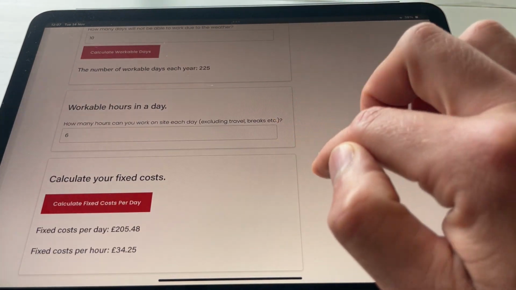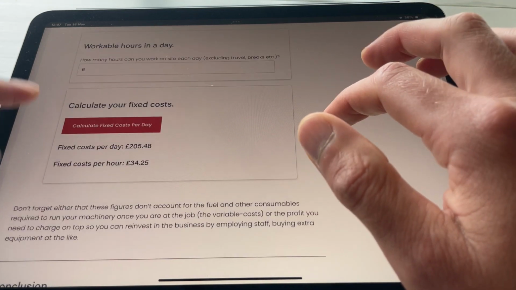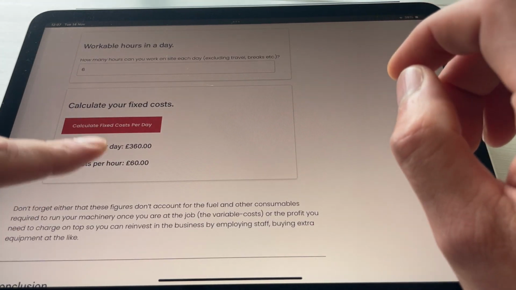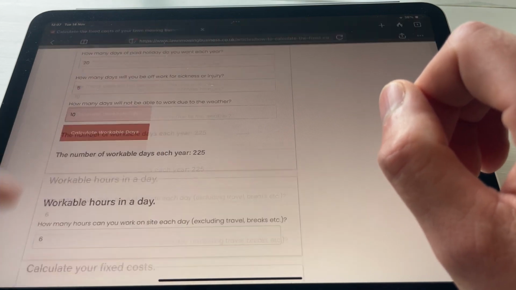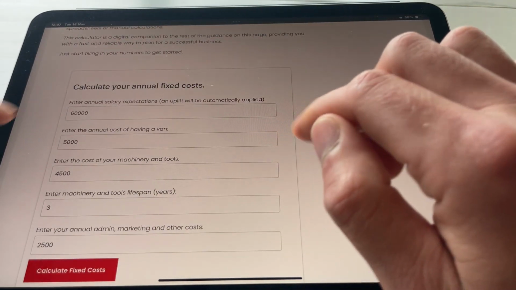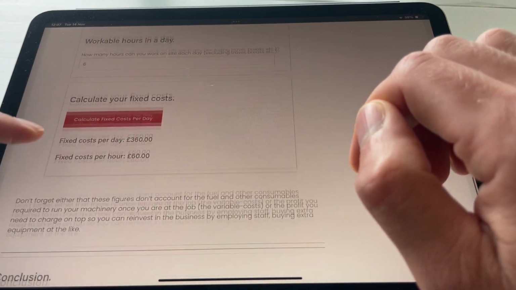Still only going to work 6 hours a day because of the travel time and everything else, which means that I need to earn £360 a day, or at least £60 an hour, to be able to pay myself the £60,000 a year that I might have wanted to.